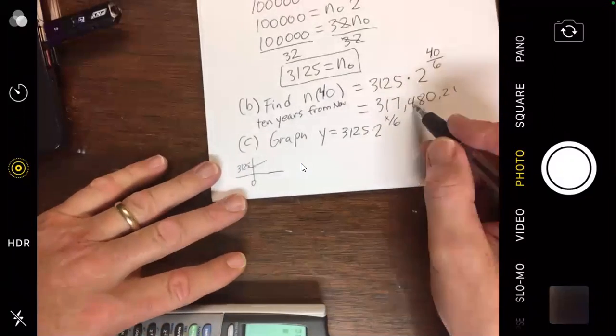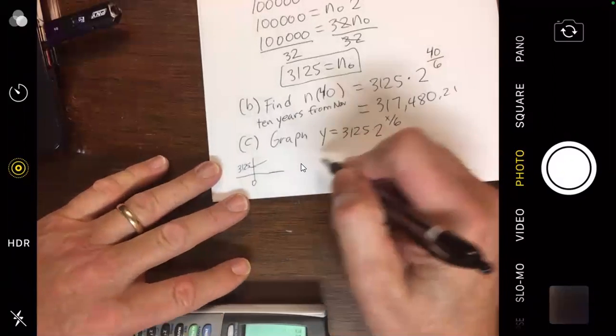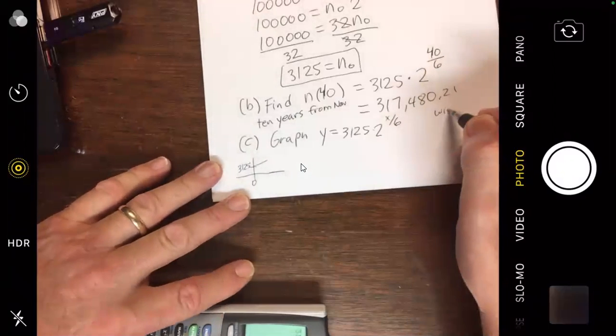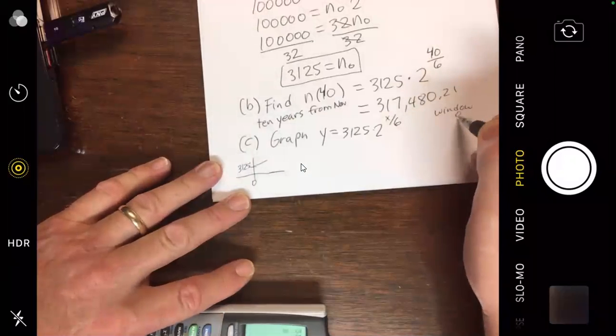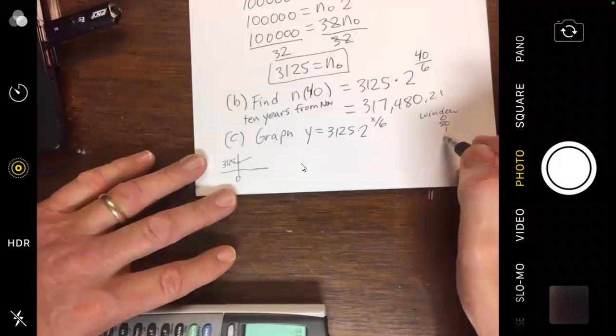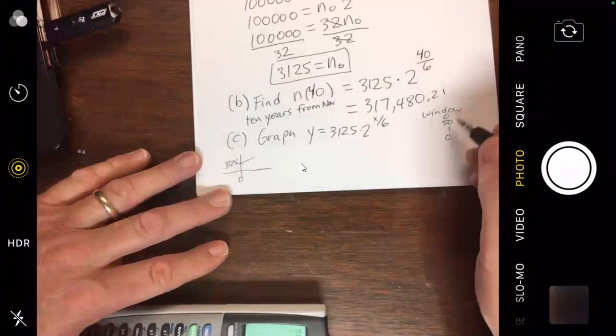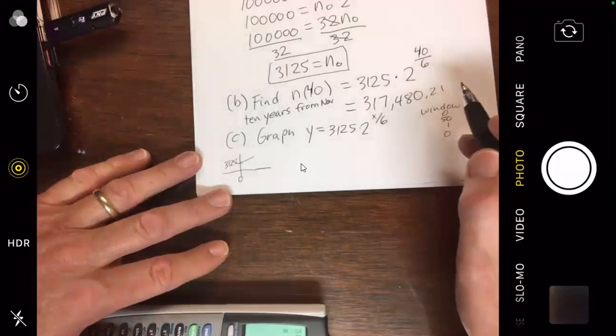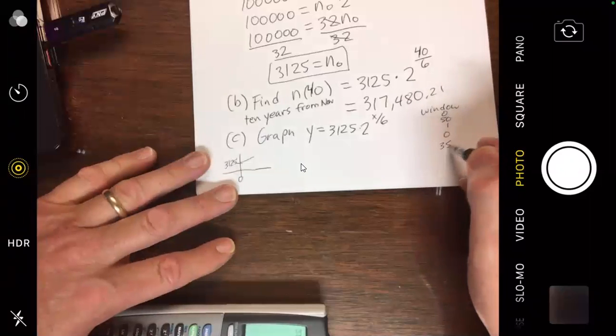So why don't we, at least to see that point, go out 0 to 50? So window, let's go out 50, 0 to 51. And y is 0 because you don't have negative squirrels. Let's go up to 350,000.